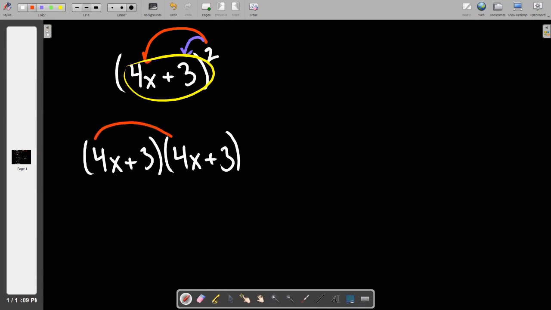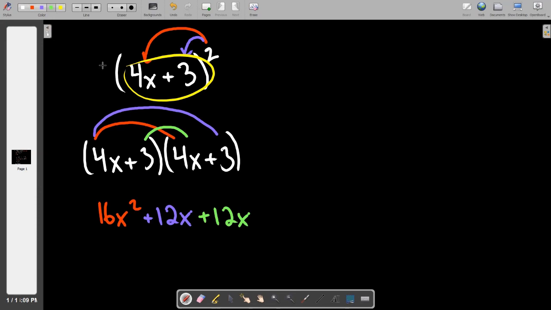What is 4x times 4x? Okay, and I'll switch colors again. Let's go to purple. What is 4x times 3? So I need a plus 12x. Good. And then let's do a green. What is 3 times 4x? Another plus 12x. And then let's do yellow. What is 3 times 3?